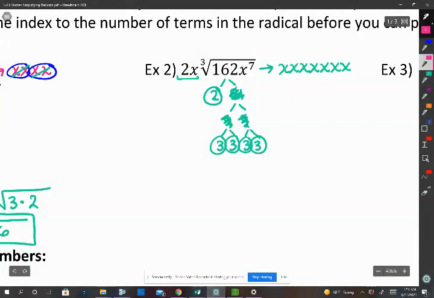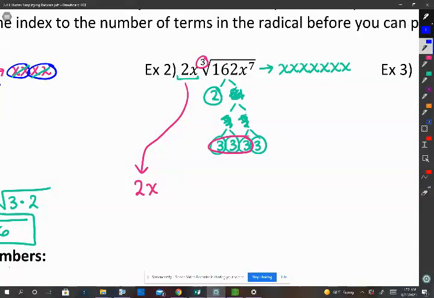And now when I look at it again, I'm looking for a group of 3. So I have 3 3s here that can leave or go out of the radical to join the 2x, the 2 and the x that are already out there. So notice that this 2x is coming straight down, like it's still there. And then what I do is I'm looking to see what I have 3 of a kind. So I have 3 2s, so I'm going to bring a 3 out.